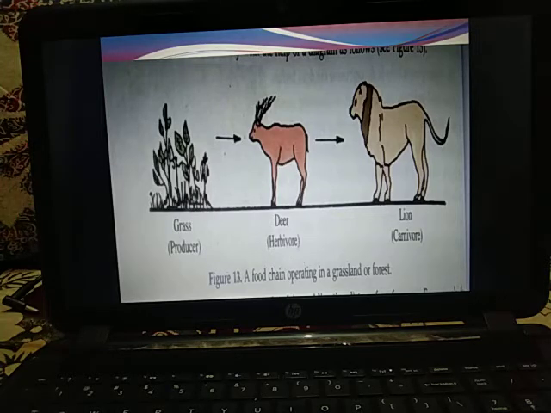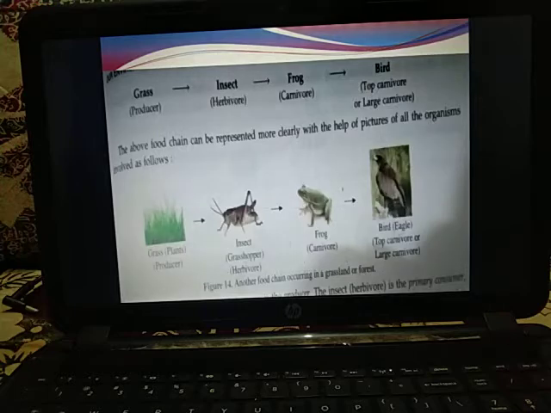Then you can also see another food chain. Grass is eaten by the insect, insect is eaten by the frog, and frog is eaten by the bird. Or you can have carrot, that is eaten by rabbit, rabbit is eaten by fox, fox is eaten by wolf, and wolf is eaten by the tiger.